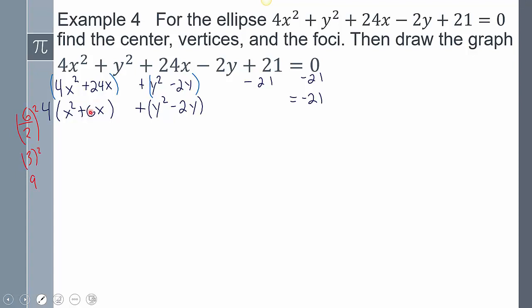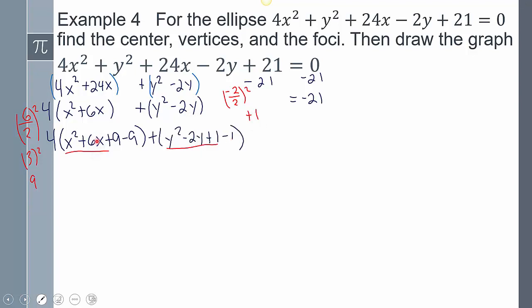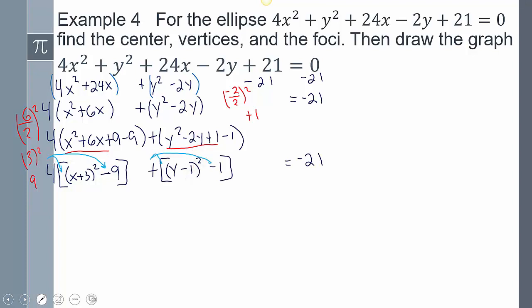Now for this one, b over 2 squared, 6 over 2, which is 3 squared, so I'm going to add and subtract 9. Here, I have that negative 2. Negative 2 over 2 squared is 1, so I'm going to add and subtract 1. And so now this portion factors, and I can distribute that 4 through if I wanted to. Now this portion is going to factor, and I can distribute that through if I wanted to. And so if I did that, I'm going to get 4 times x plus 3 squared, and then that's going to give you the minus 36. And that's going to give me the y minus 2 squared, and then the minus 1.